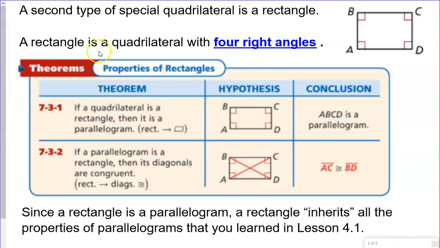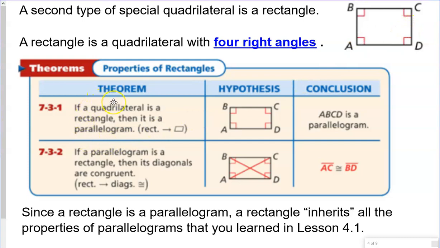So a second type of special quadrilateral is what we call a rectangle. All of y'all have seen rectangles since you were little. So a rectangle is a quadrilateral with 4 right angles. So this is your first blank, 4 right angles. So again, notice that this is a quadrilateral, got 4 sides, but it's also got 4 right angles, okay?